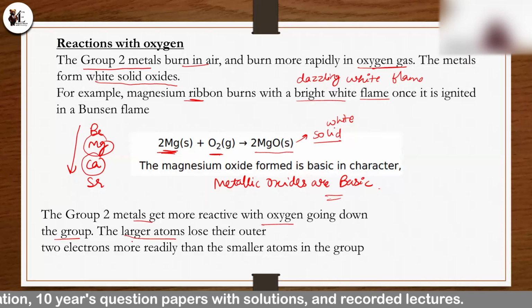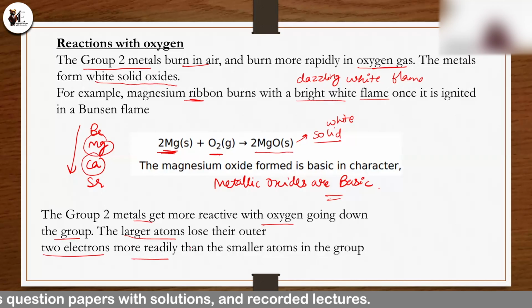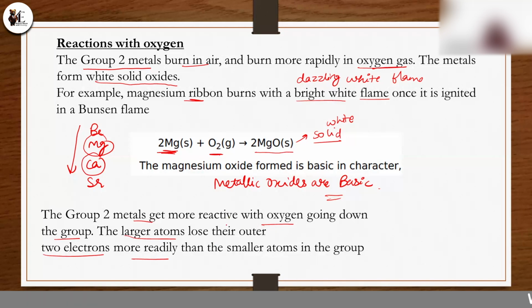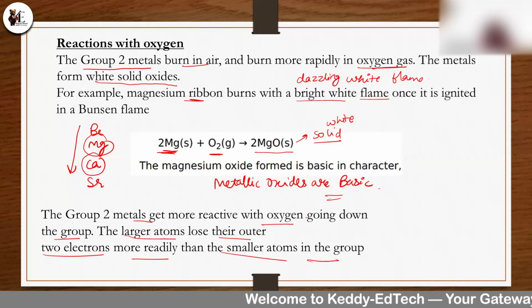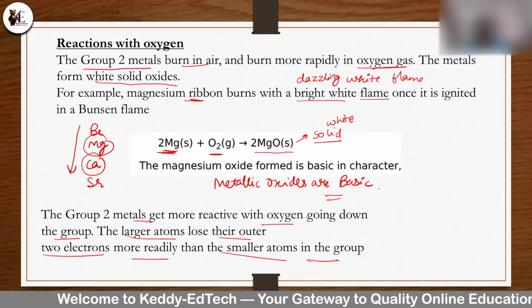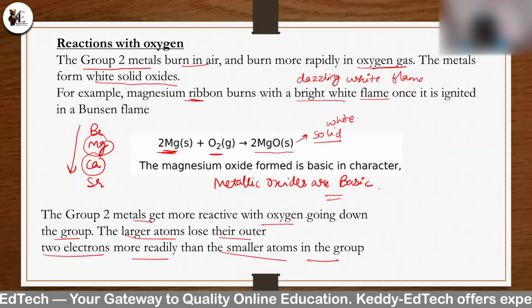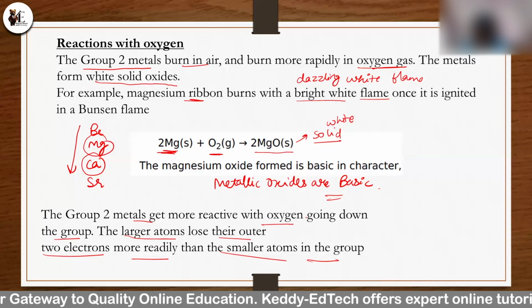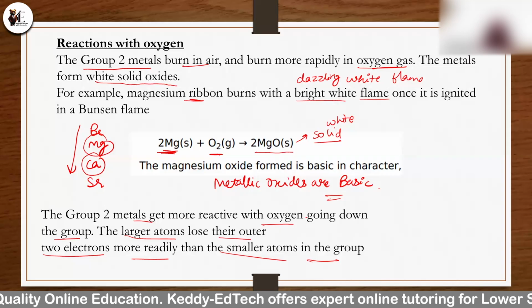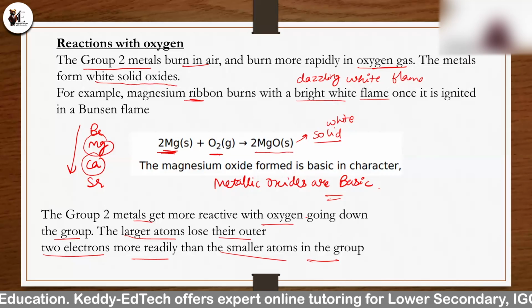Why? The larger atoms lose their outer two electrons more readily. Why do the larger atoms lose them? Because they are far away from the nuclear attraction. The larger atoms lose their outer electrons more easily than the smaller atoms in the group. That's why the reactivity increases down the group. Got it? Yes, ma'am. Write it down.